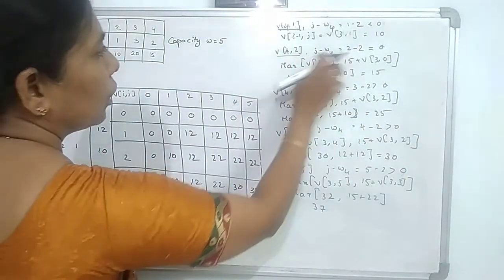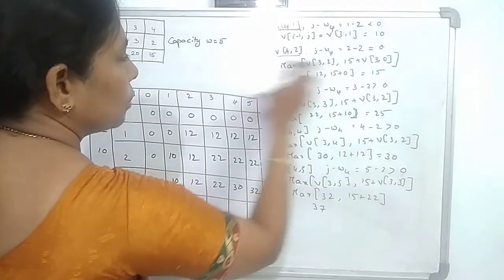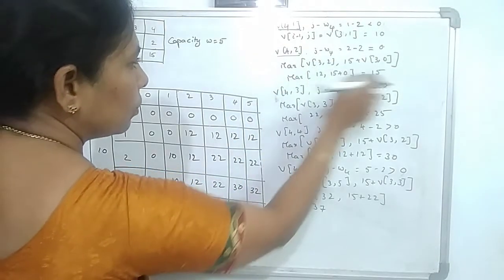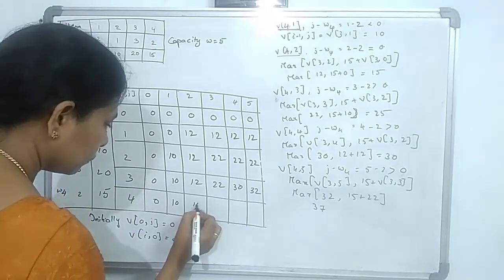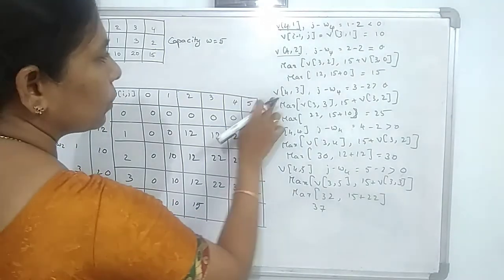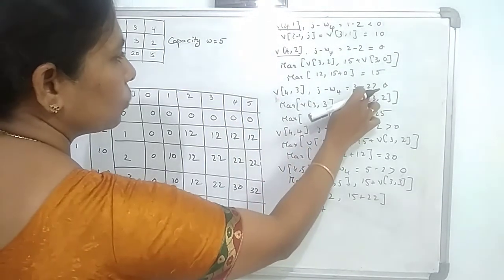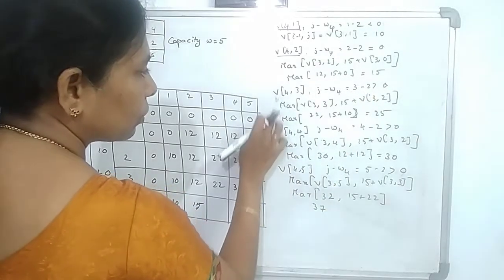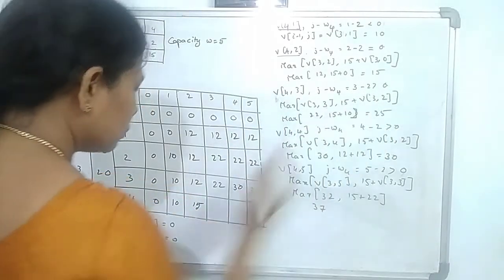Next V(4,2). j minus w4: 2 minus 2 is 0. So again you can apply the equation and calculate the value. The value is 15. V(4,3): j minus w4, 3 minus 2 is greater than 0. You can apply the equation and calculate the value. The value is 25.